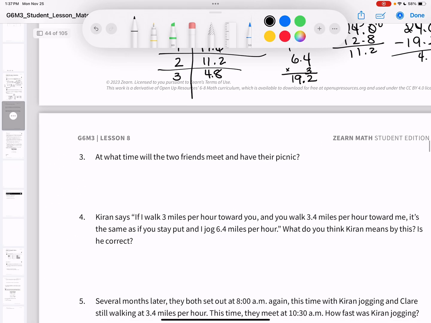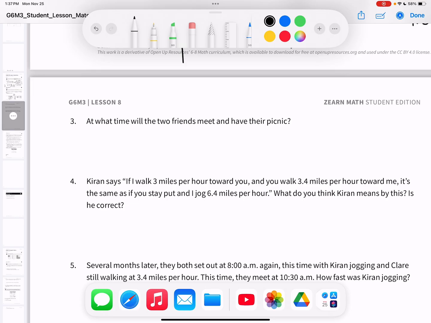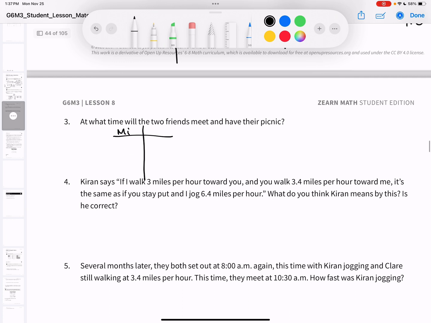Okay, the next one says, at what time will the two friends meet and have their picnic? All right, so we know that they can go 6.4 miles in 1 hour. So we need to know how long it takes them to go 24 miles. So how do you get from 6.4 to 24? Well, you have to multiply 6.4 times 24 over 6.4 because you've got to get rid of that 6.4. So that would look like this.